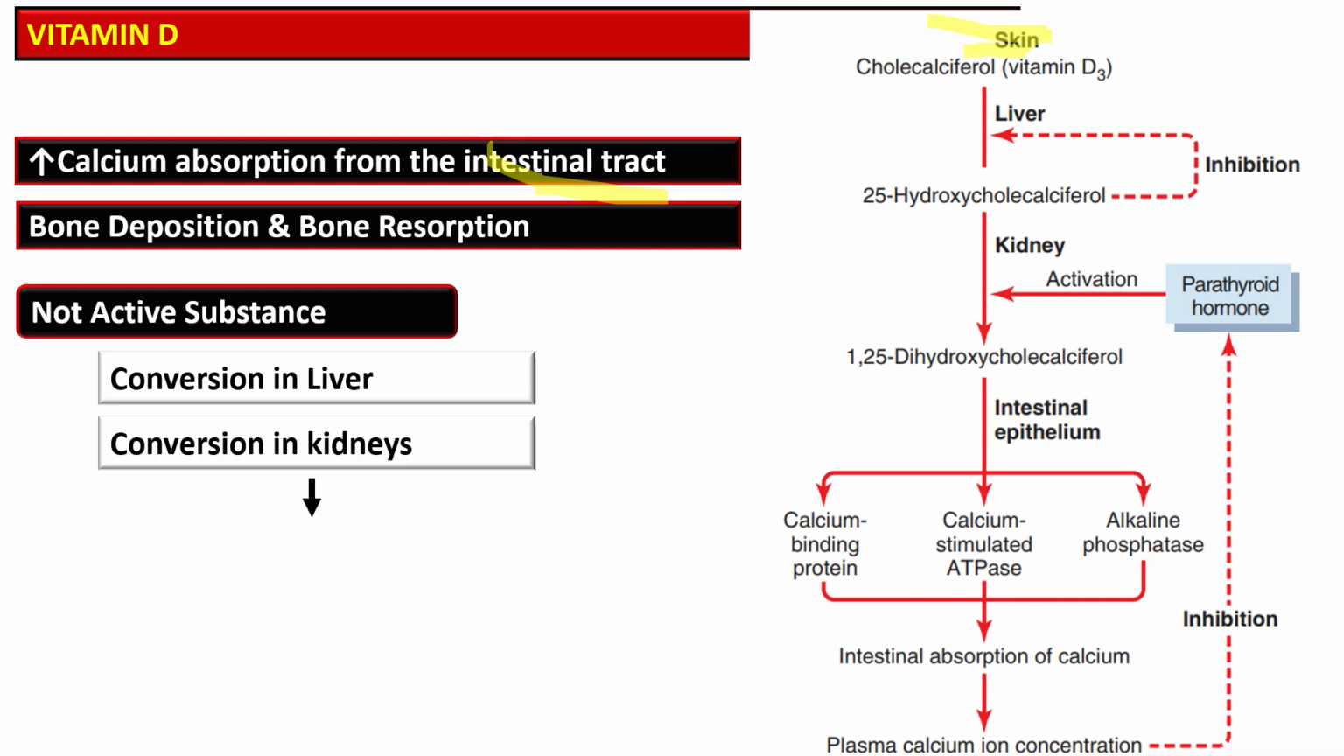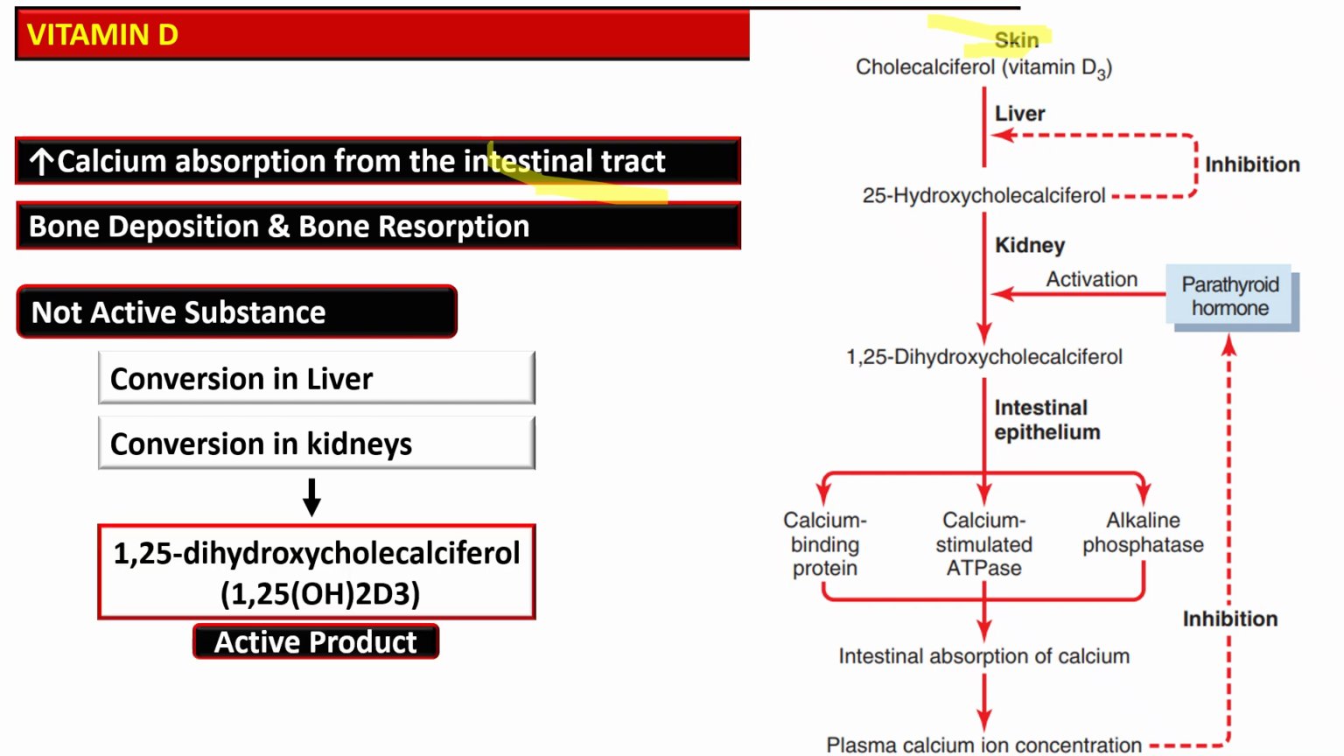In the liver, the cholecalciferol is converted into 25-hydroxycholecalciferol, and this is the major circulating form and is used to assess vitamin D status in the blood test. In the kidney, 25-hydroxy D3 is further hydroxylated to become 1,25-dihydroxycholecalciferol, also known as calcitriol. This is the active form of vitamin D.